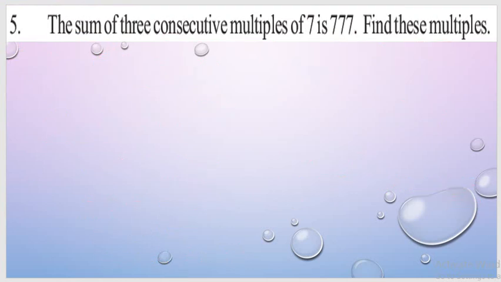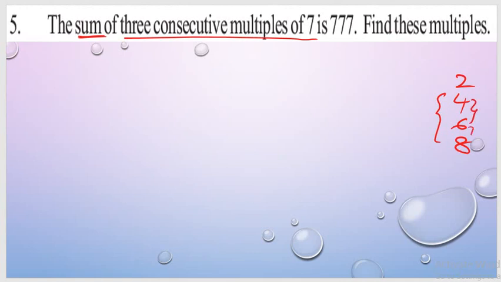The sum of three consecutive multiples of 7 is 777. That means addition of three consecutive multiples of 7. For this you need to understand the concept. If I ask to find multiples of 2, you will be writing 2, 4, 6 or 4, 6, 8 likewise. What is the difference between any two consecutive numbers? Whatever multiple we are considering, that difference is carried forward. The same way here we have three consecutive multiples of 7.